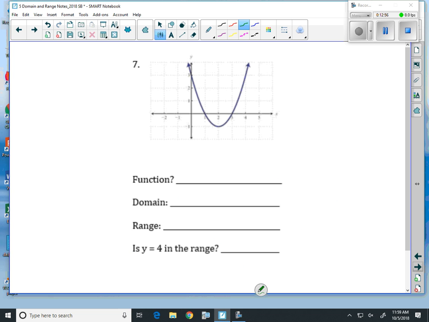All right, number 7, is it a function? Yes. You bet. Okay, our domain. Domain is which values? X. This is different. So if you've already done this problem and you're moving ahead, that's okay, but you may have gotten it wrong. Okay?